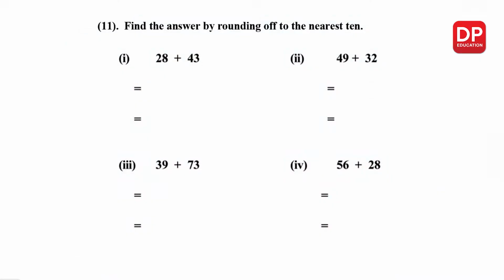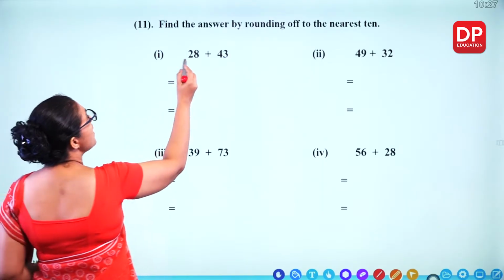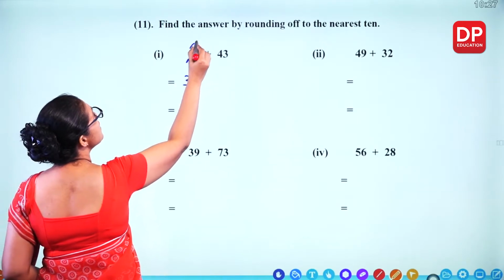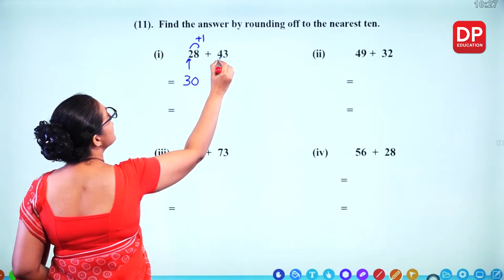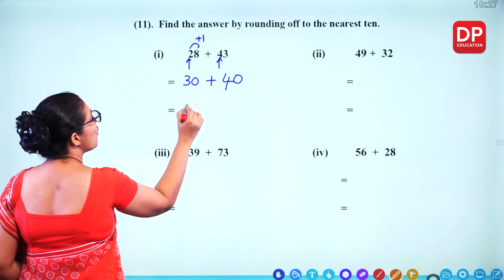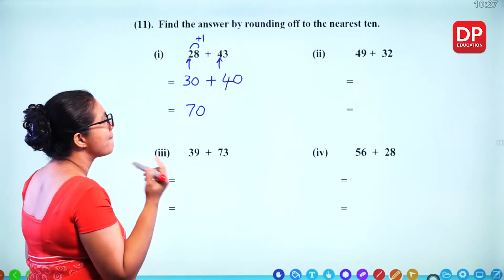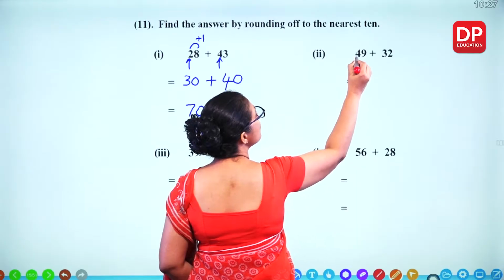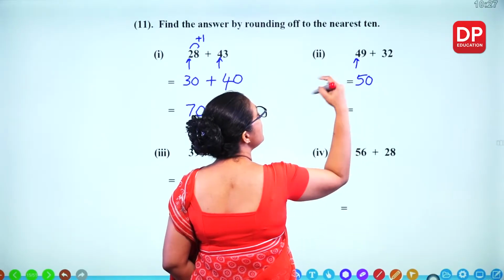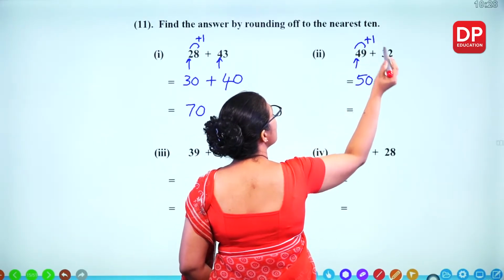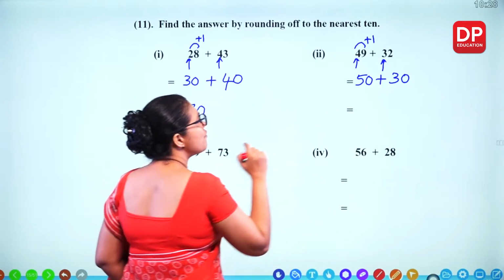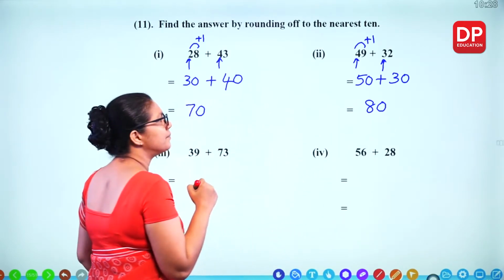Find the answer by rounding off to the nearest 10. 28. This becomes 30 because we are adding 1. 43. This becomes 40 because we are not adding 1. 30 plus 40, you get 70. 49, when you round correct to the nearest 10, this becomes 50. 9, you have to add 1. 32, you are not going to add, that becomes 30. So 50 plus 30, that's 80.